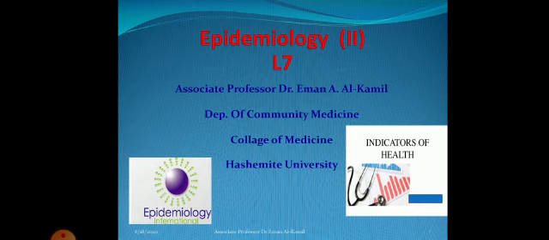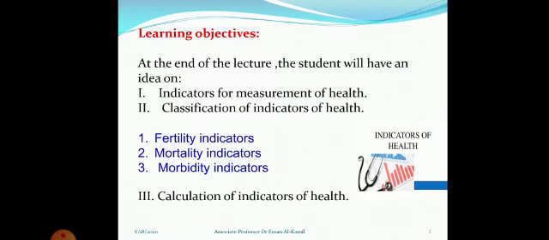Without knowing the health status of your population, who they are, and what the causes of disease or morbidity and the causes of mortality are, we cannot provide relevant or appropriate healthcare services. So it is important to have an idea about some indicators which are used for measurement of health.